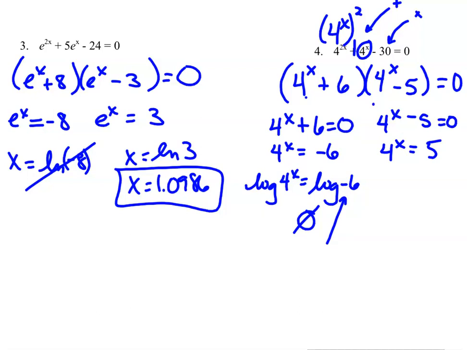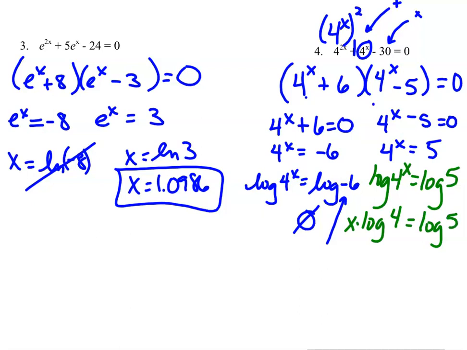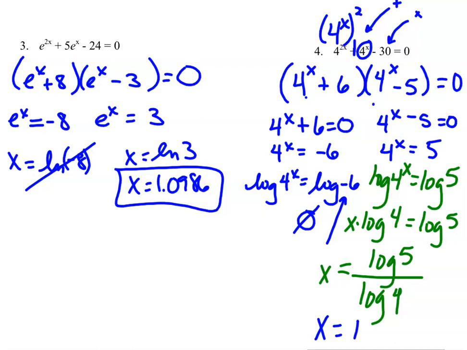On the other one, we've got log of 4 to the x being common log of 5. Our x, remember, gets expanded into the front. So this is x times the log of 4, equaling the log of 5. And then solving, we would divide out our log 4. So common log of 5 divided by the common log of 4. Again, typing that into our calculators, we should end up with x being about 1.161.